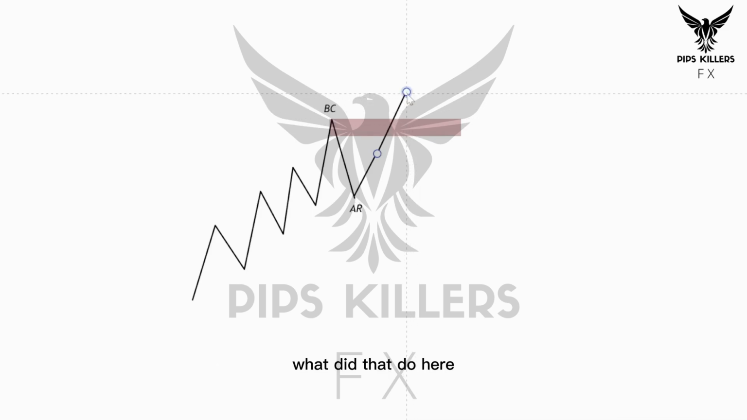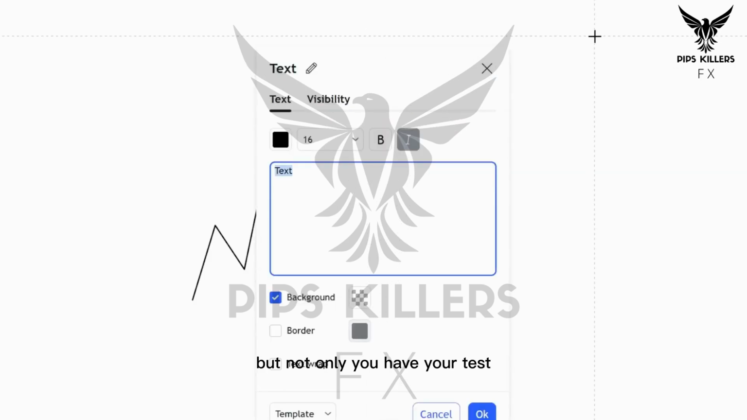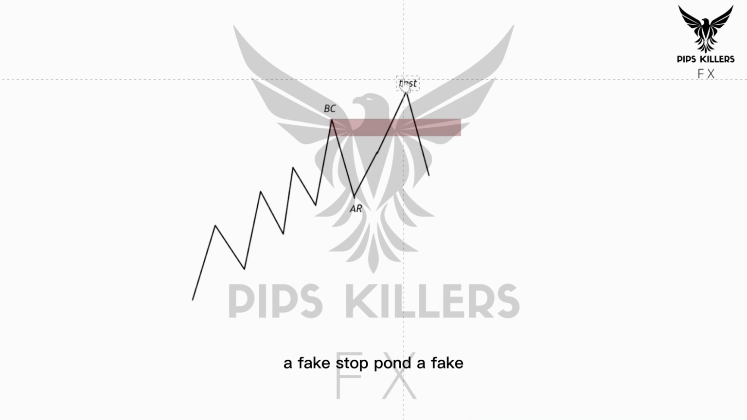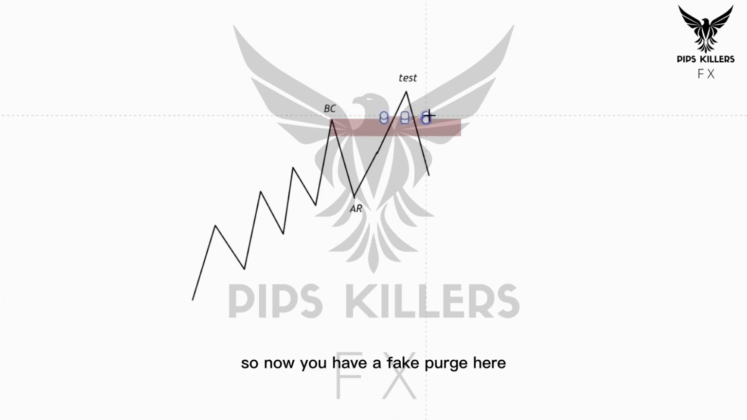What did that do here? That took out all the supply and demand traders. So now that all the supply and demand traders are taken out, price comes back inside of the range. So what happens when price comes back inside of the range? When it happens out of the range, now you have your test. But not only do you have your test, you have a fake purge, a fake stop hunt, a fake turtle soup, or whatever you want to call it. So now you have a fake purge here.